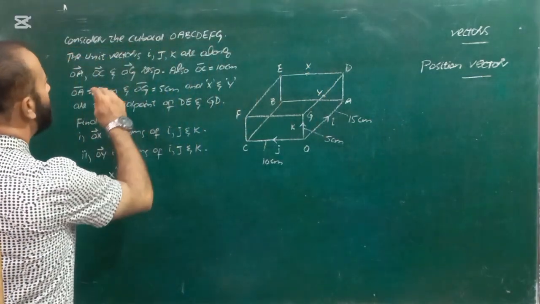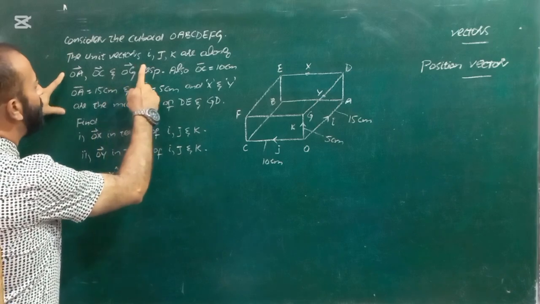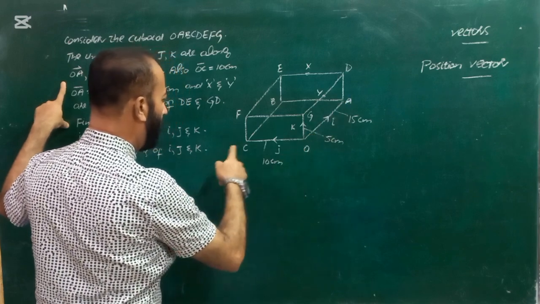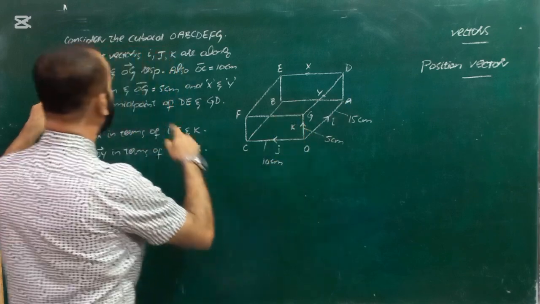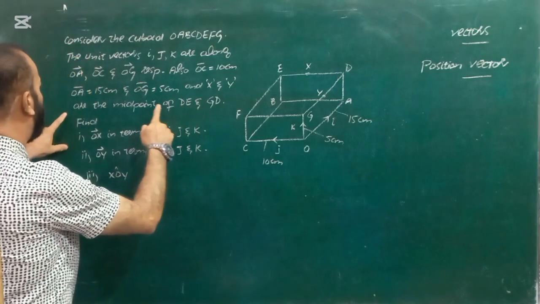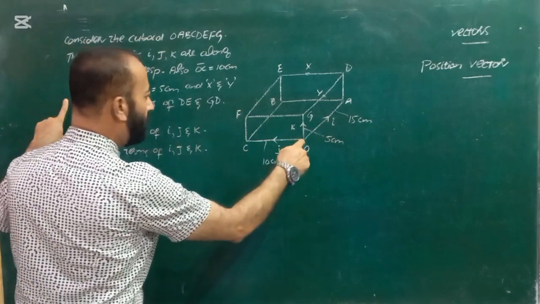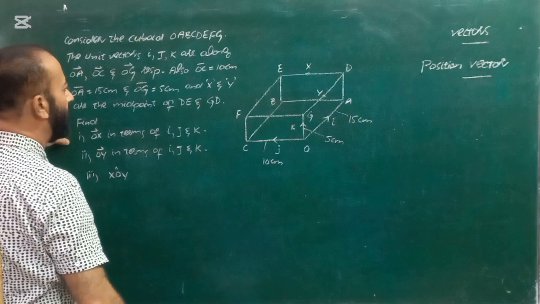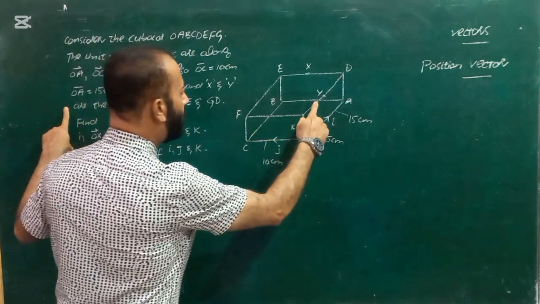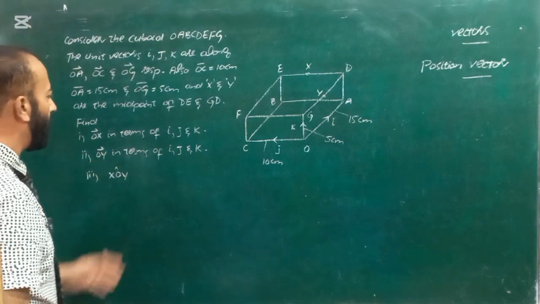Here is another question from the topic of position vectors. The statement of the question is: consider the cuboid OABCDEFG. The unit vectors I, J and K are along OA, OC and OG. So here is I along OA, then J along OC, then K along OG. Also OC is 10 centimeters, OA is 15 centimeters, and OG is 5. All three measurements are given on the figure, and X and Y are the midpoints of DE and GD. Find OX in terms of I, J and K.